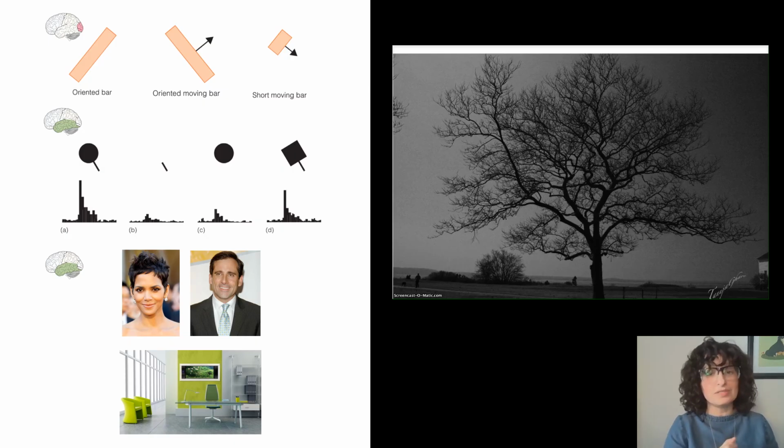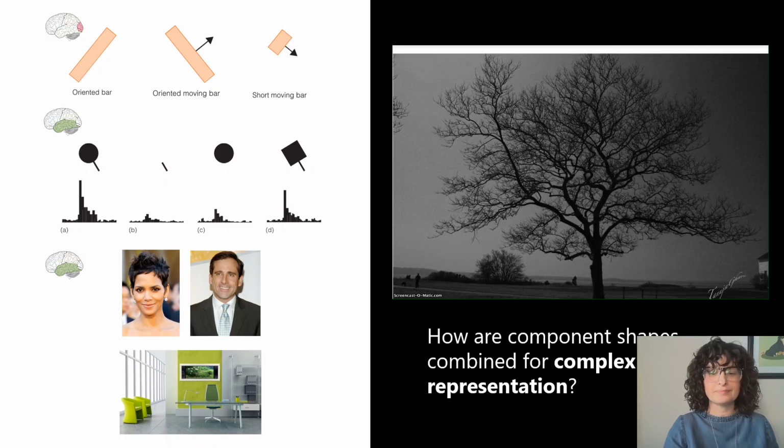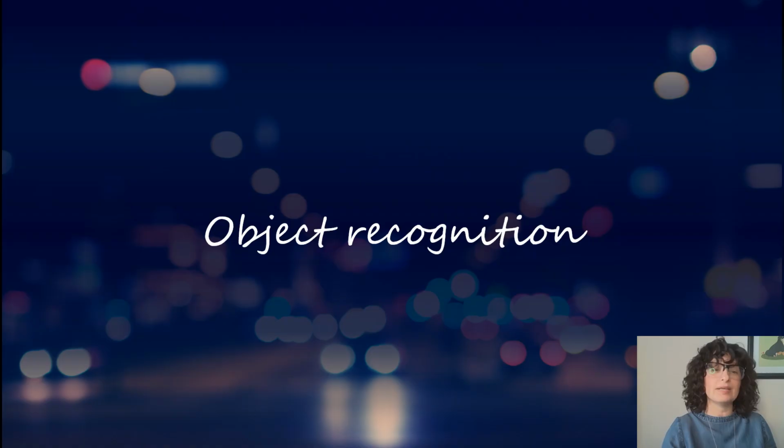But this course is cognition, and we're going to come at it from a very cognitive perspective. So we're going to switch now to start talking about, instead of the bottom up, what are the top down factors that influence sensation and perception? That'll be the major theme today. So how are component shapes combined for complex representations? The answer is actually going to come from cognition rather than neuroscience.